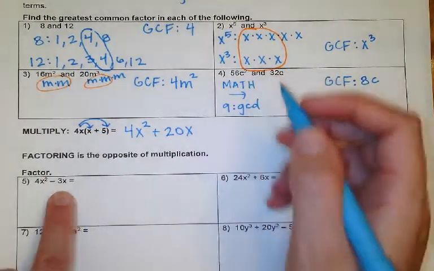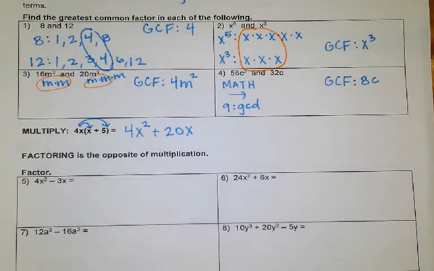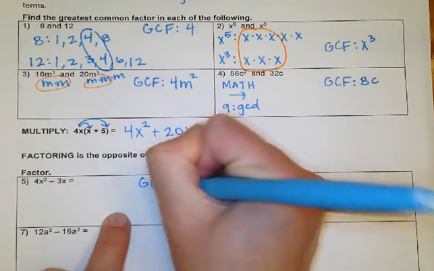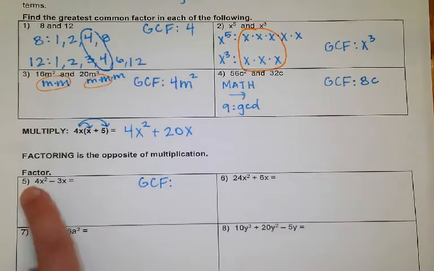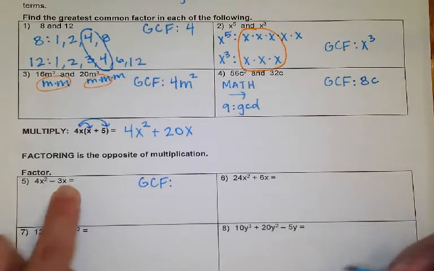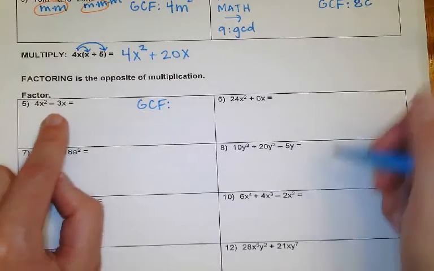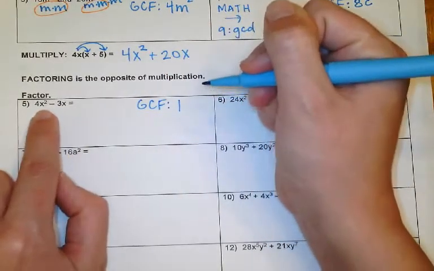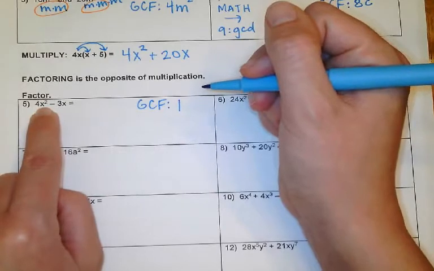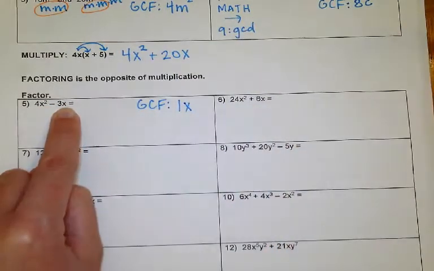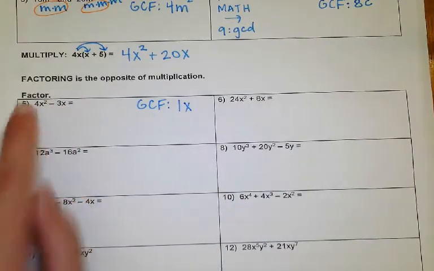Let's try it. So factor, it's the opposite of multiplication. We want to factor 4x squared minus 3x. Let's find what they have in common. 4 and 3. What can they be divided by? Nothing other than 1. So I'll just say 1. And then look at their x's. The first one has x squared. And the second one just has 1x. So they each have at least 1x.